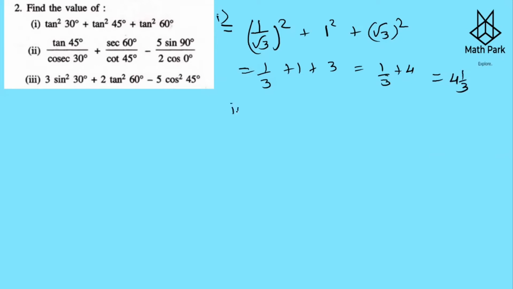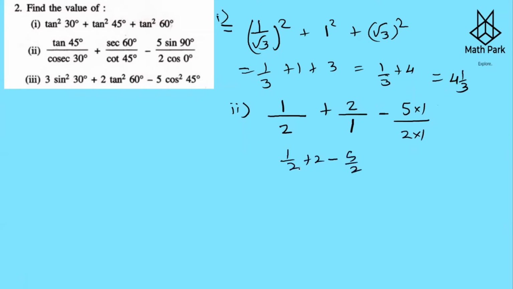Moving to the second part of this, 5 sin 90. So sin 90 is 1. So minus 5 times 1 upon cos 0. So cos 0 is again 1. So 2 times 1. So 1 by 2 plus 2 minus 5 by 2. So this is 1 by 2 plus 2 is 2.5. So it is 2.5 minus 2.5, which is going to be 0.